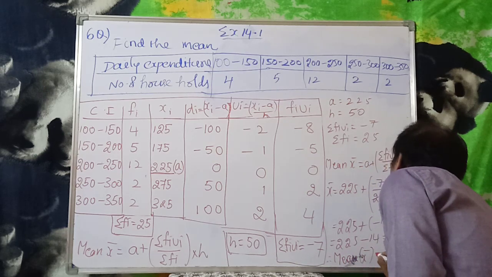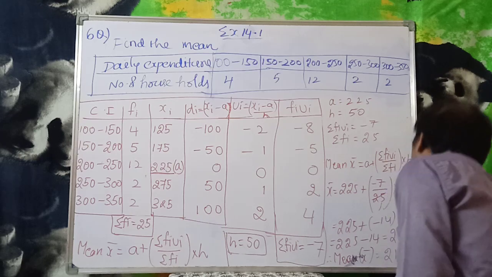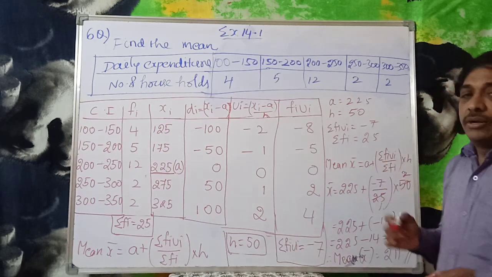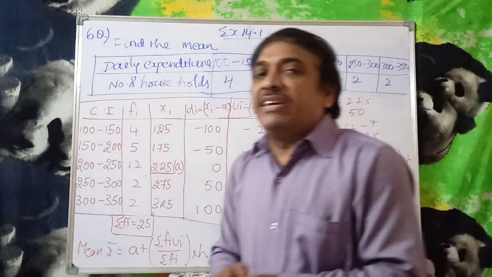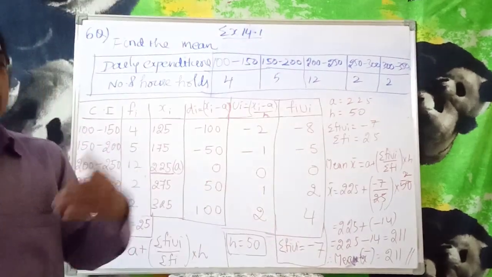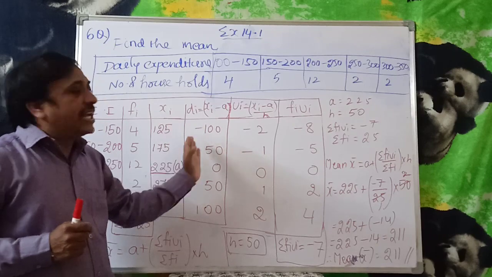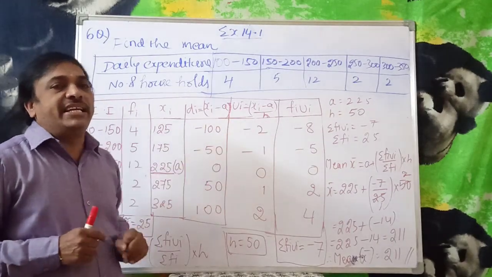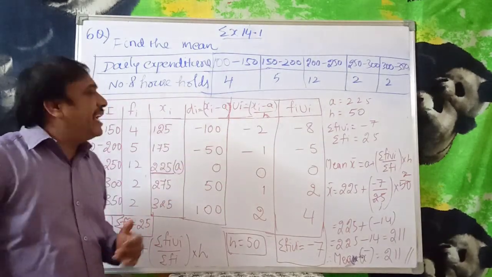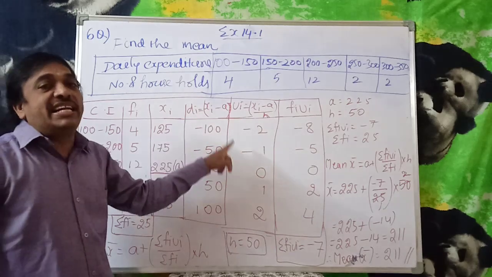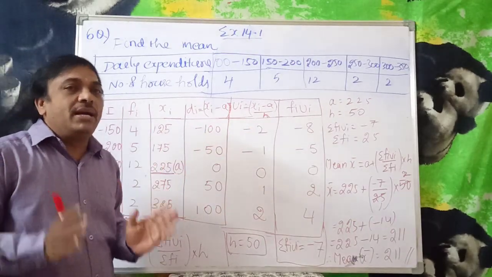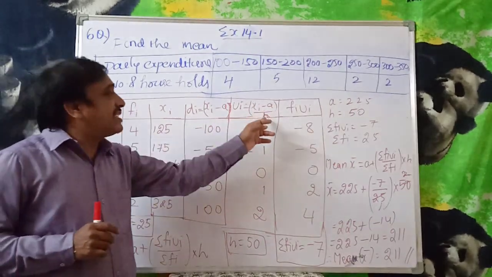X bar is equal to 211. What is the difference between the previous method, that is the assumed method, and this one? In the assumed method, we stopped only after Di, then we calculated Fi into Di. In this method, what we are doing? We are calculating Ui. What is the formula? Ui is equal to Xi minus A by H.